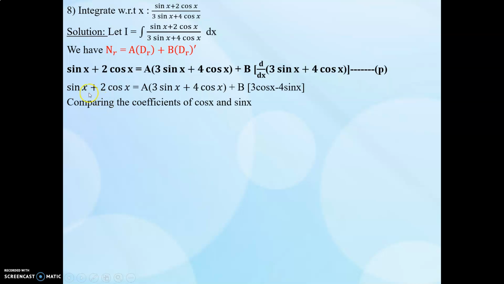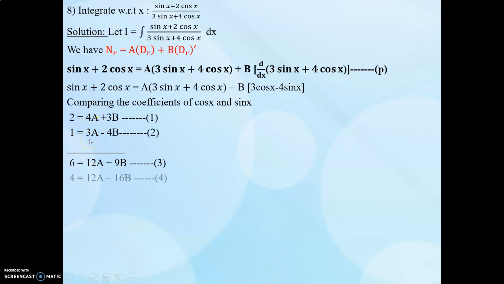Then comparing the coefficients of cos x and sin x. What is the coefficient of cos x here? It is 2. So 2 is equal to 4A + 3B. That is equation number 1. Now comparing the coefficient of sin x, 1 is equal to 3A − 4B. That is equation number 2. Now solving, multiply the first equation with 3 and the second equation with 4 to eliminate A. So you will get equations number 3 and 4.